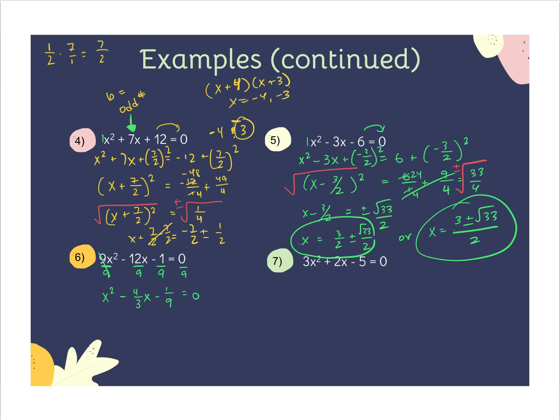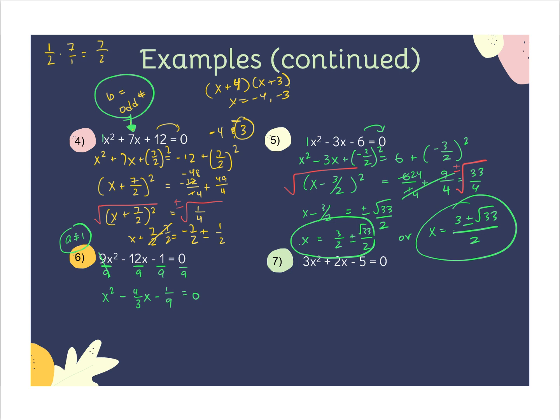So again, for me, when b is odd or when a is not equal to 1, I actually choose to do the quadratic formula rather than completing the square. I avoid completing the square with these. However, we have to know how to do it, okay?